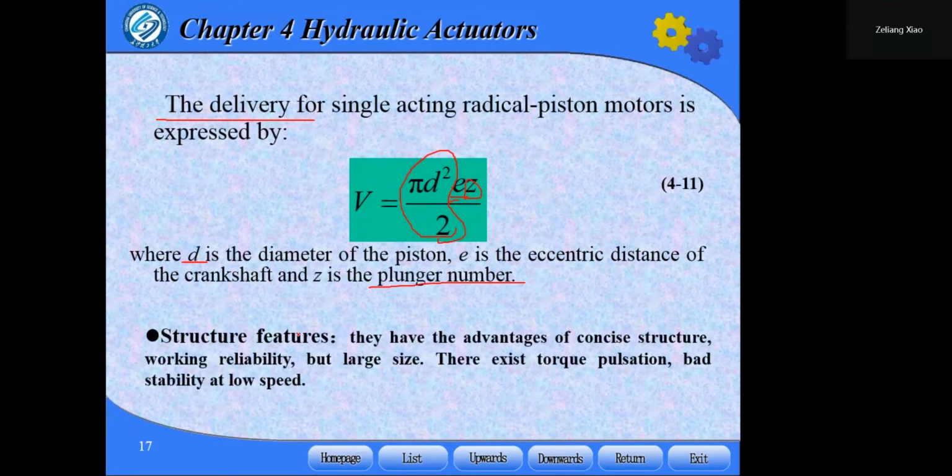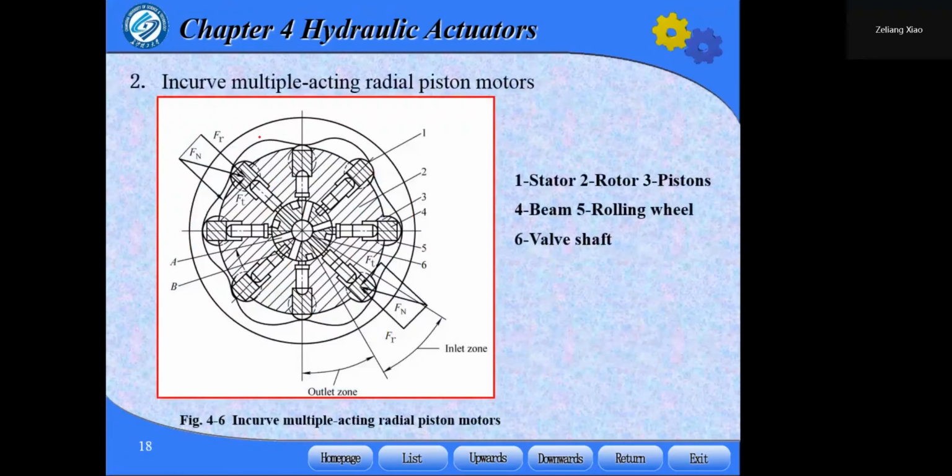The structure features for the single acting radial piston motors: they have the advantages of simple structure, working reliability, and large size, with large torque, stability, and reaching low speed.